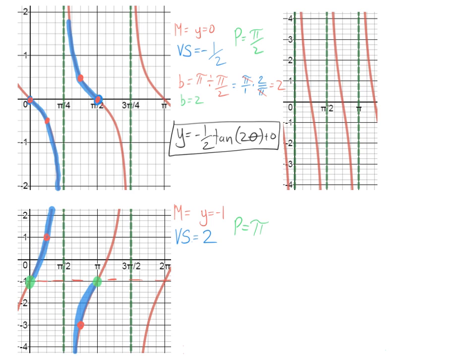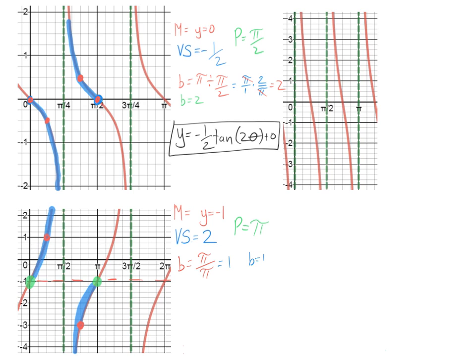Now we have to find b in order to make the equation. We can't just use pi. We can't just use the period. So to find b, I'm going to go pi divided by the period. Oh, interesting. Which is 1. So b is 1.